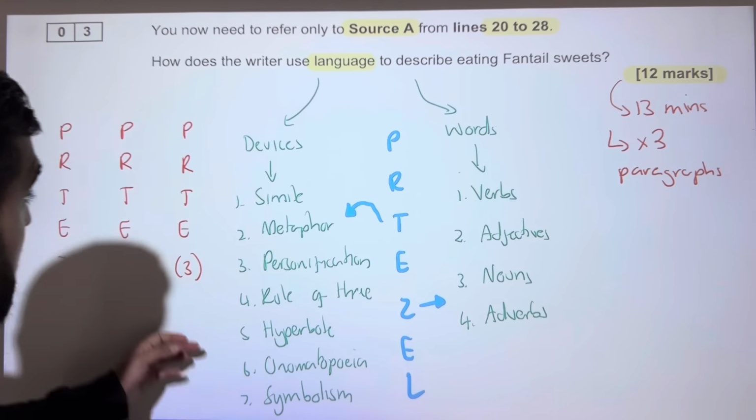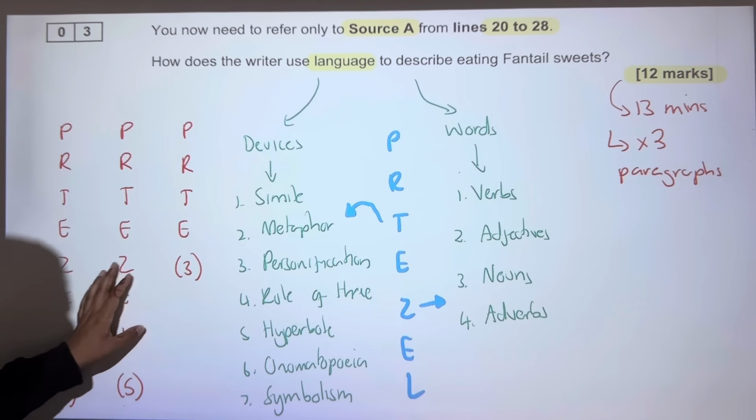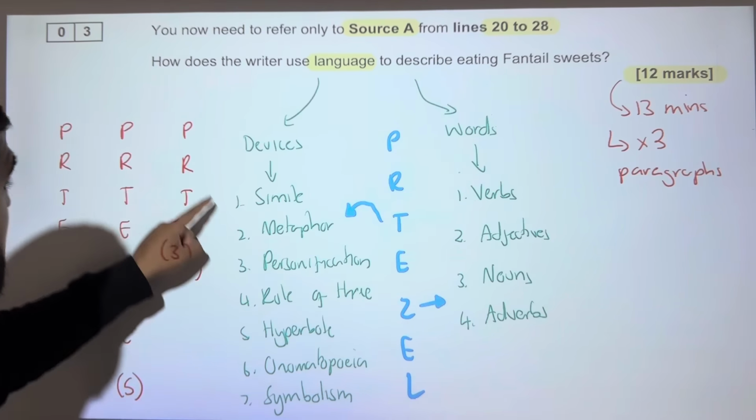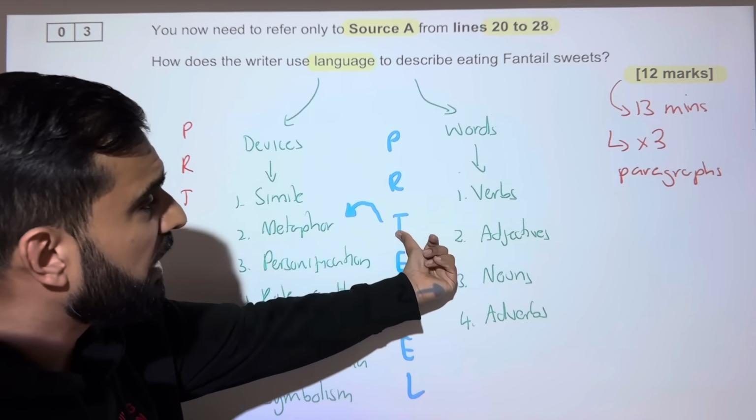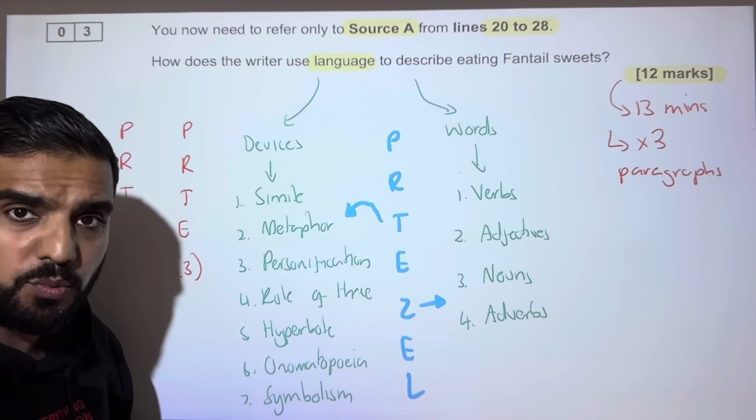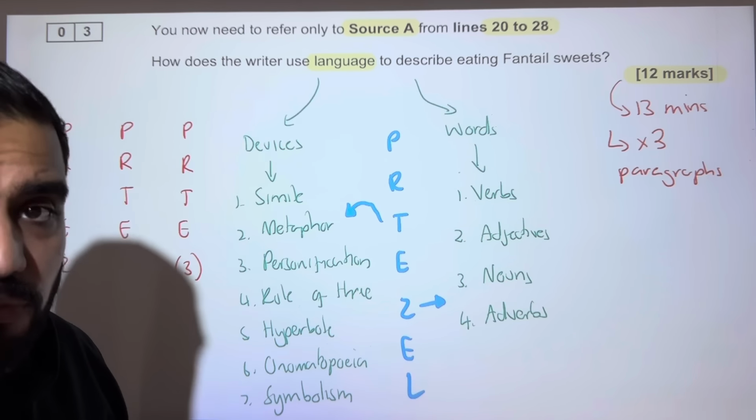But guys, look, in paragraph 1 and paragraph 2, we do all of this. And in paragraph 3, you cut it there. So for your technique, you might go that way or you might go that way. Now, what's the mark scheme for this question?